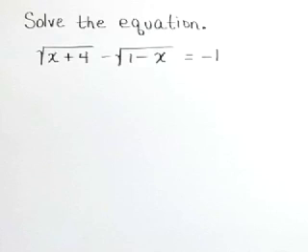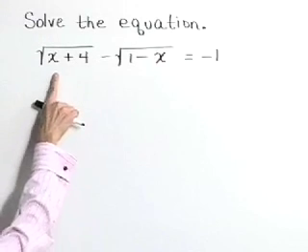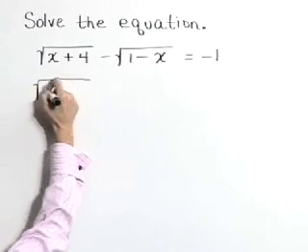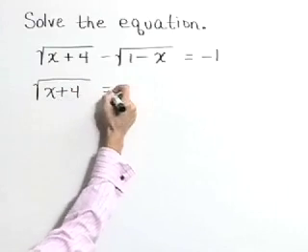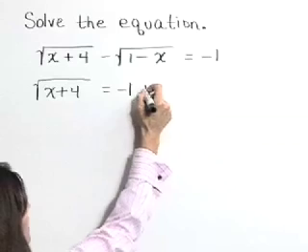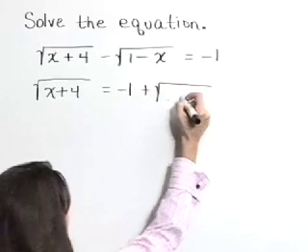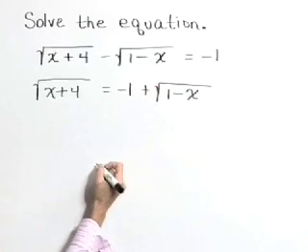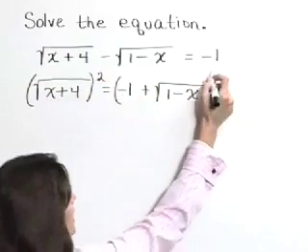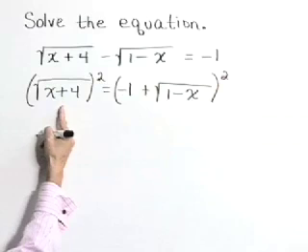Solve the equation. The square root of x plus 4 minus the square root of 1 minus x is equal to negative 1. Let's begin by isolating this radical quantity, the square root of x plus 4. So add this term to the other side. There we get a negative 1 plus the square root of 1 minus x. Now we're going to square both sides so that we can eliminate the radical on the left.